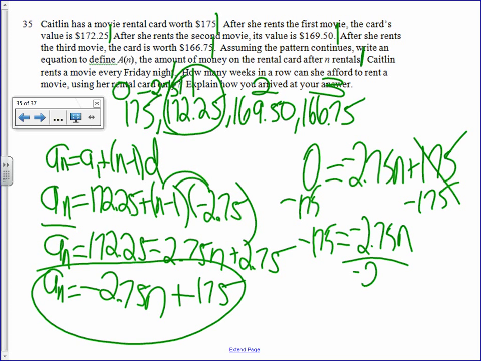Remember, we add and subtract first, we divide last. N equals negative 175 divided by negative 2.75, which is 63.63 repeated. So she can afford 63. She doesn't have enough for 64. So 63 weeks.